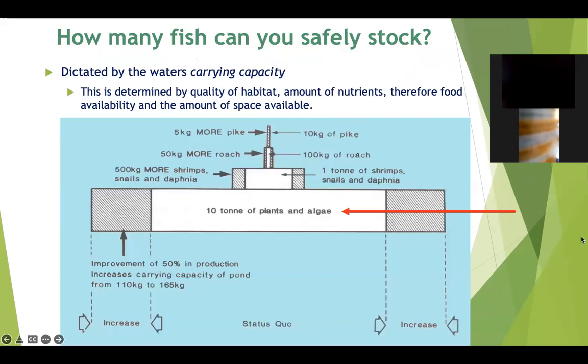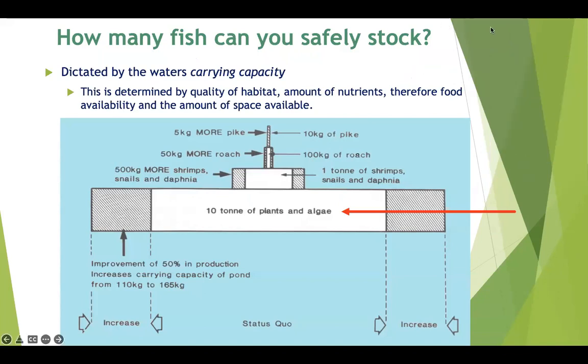This is an old fishery management diagram taken from some work by Ian Cowkes a few years ago. Basically, we're looking at the carrying capacity of the water, and the amount of fish your water can hold is dictated by the quality of the habitat, the amount of nutrients, which therefore generates food availability, and obviously the amount of space you've got available.